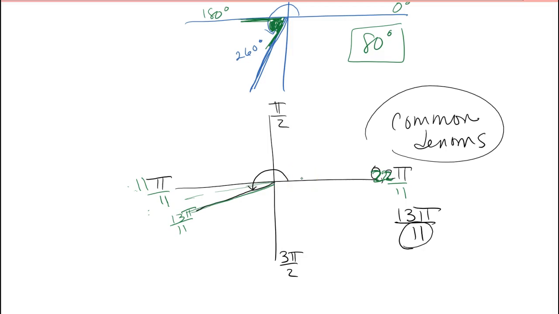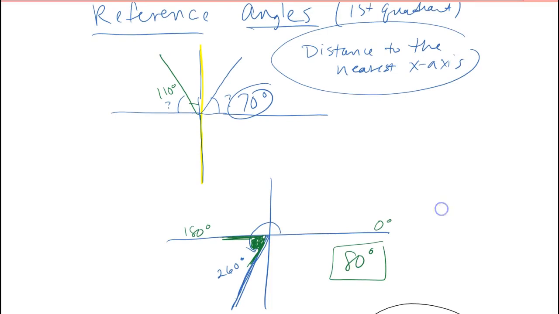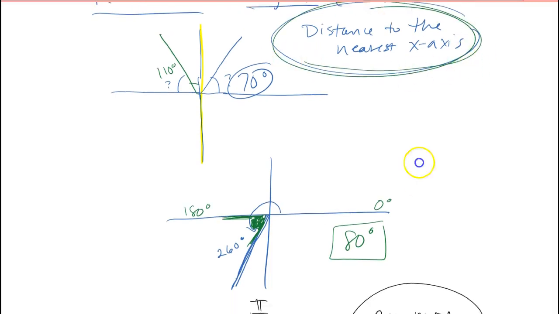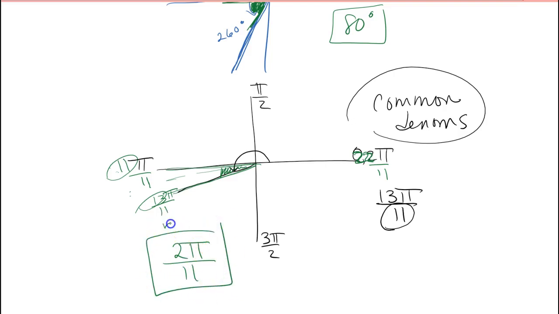Now, this is so important because of what we said up here. I'm going to scroll back. Your distance to the nearest x-axis. Well, if you know that you're closer to this x-axis, then all you have to do is figure out how far is 11 to 13. And the answer is a big fat 2, right? 11 minus 13, or 13 minus 11 is 2. So 2 pi over 11. That would be your reference angle.